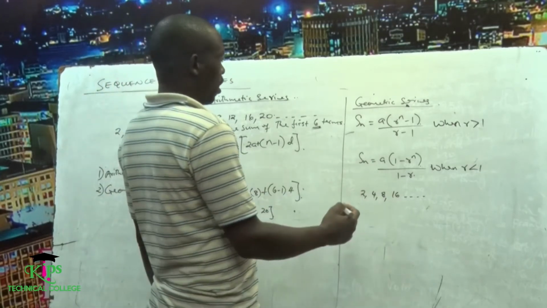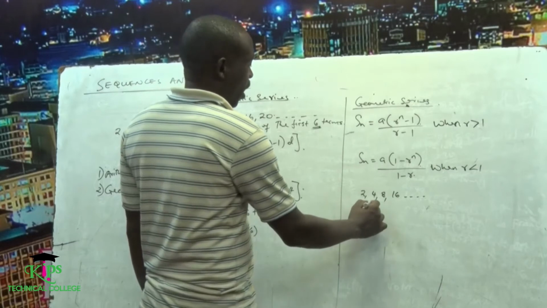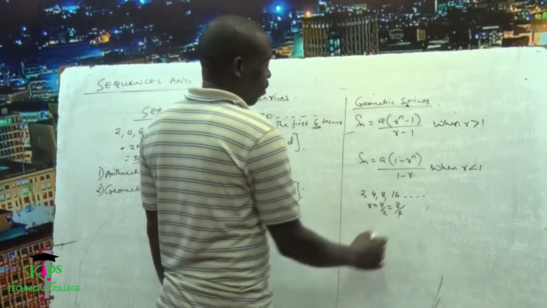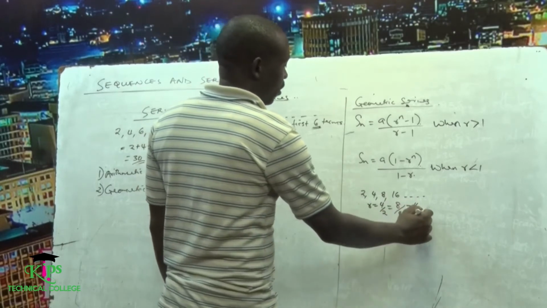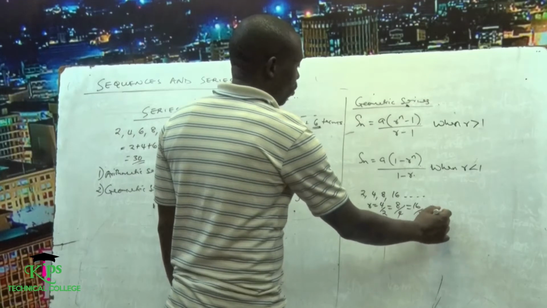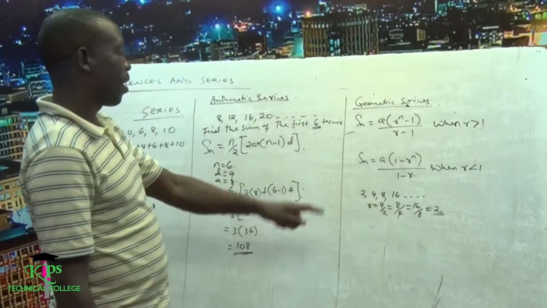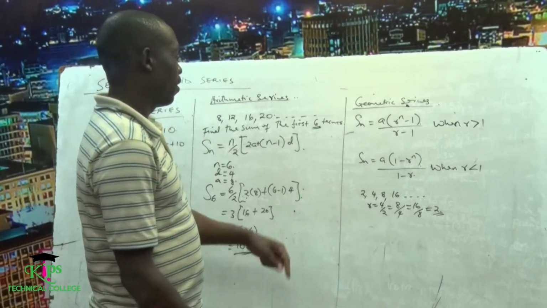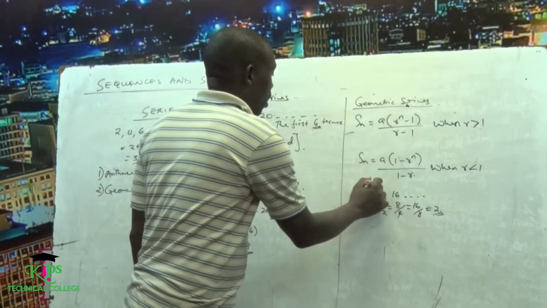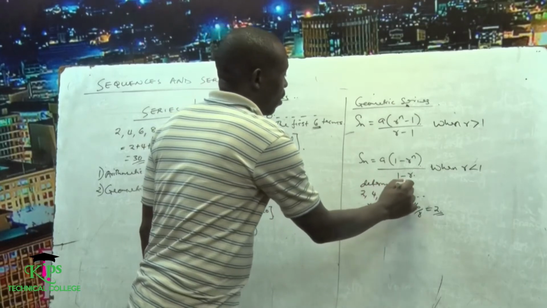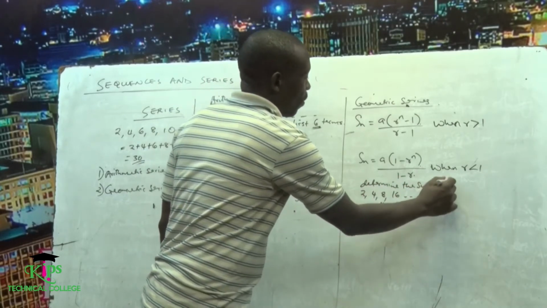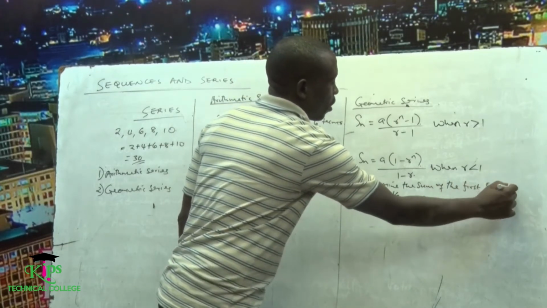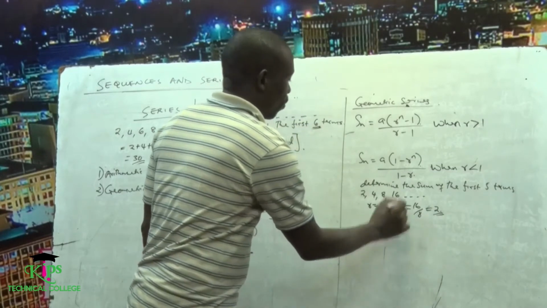So this is a geometric sequence where R is the same as 4 over 2, which is the same as 8 over 4, which is the same as 16 over 8. In all instances, it is going to give us an answer of 2. So that is our R. And then A is actually going to be the first term. And in this case, if we are told to determine the sum of the first 5 terms, therefore our n will be equal to 5.